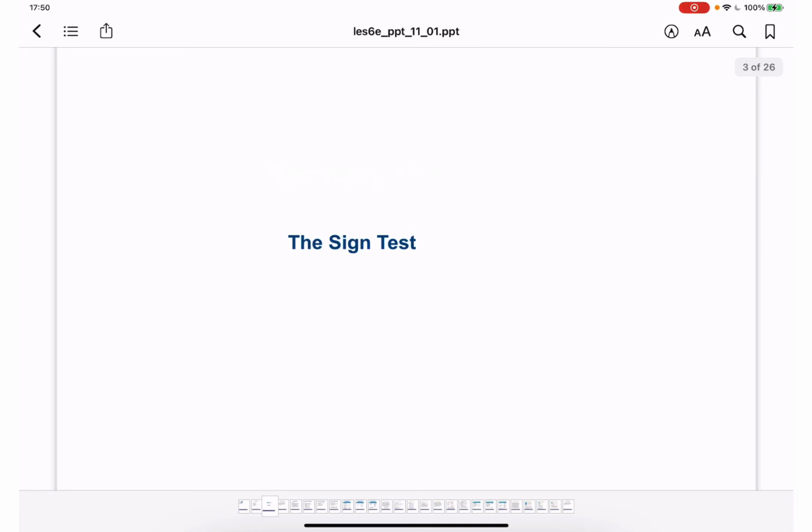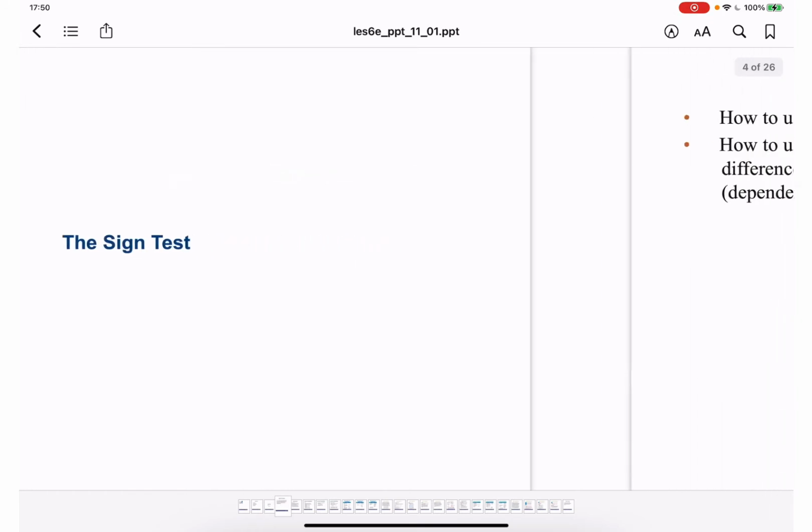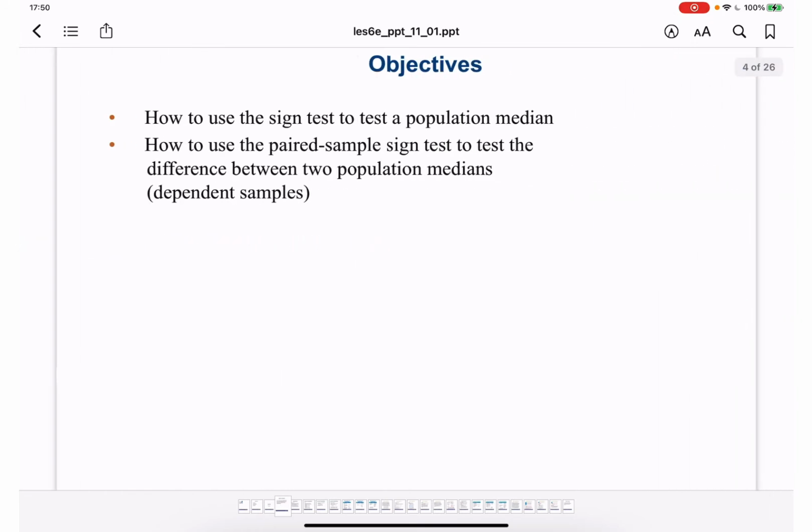Okay, so the sign test involves converting data values to positive and negative signs. So, here are the objectives we are going to cover: how to use the sign test to test a population median.